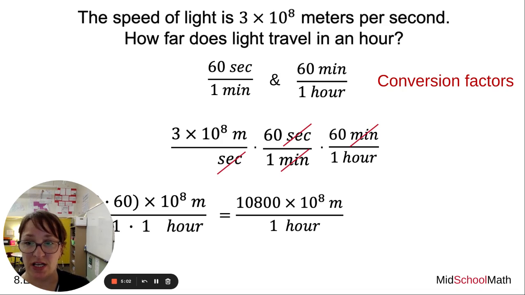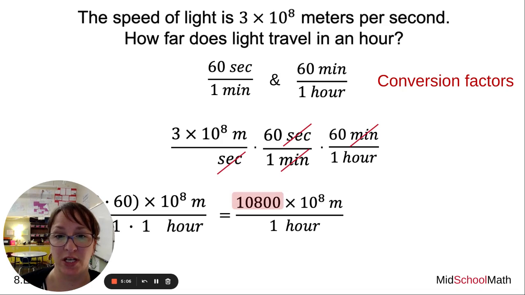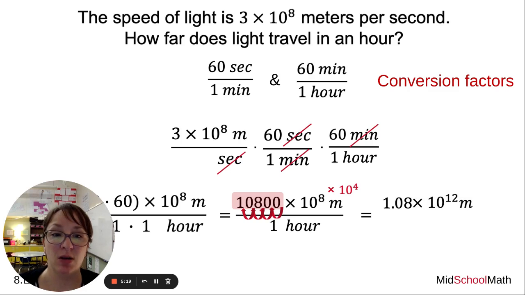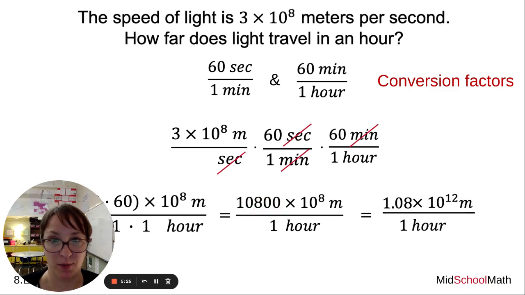But this is not proper scientific notation form. So I'm going to go ahead and move my decimal point from the end of that number until I have a number between 1 and 10. And then I've got to increase my exponents to match. And so now I have 1.08 times 10 to the 12th power meters per 1 hour. So that is your conversion factors.